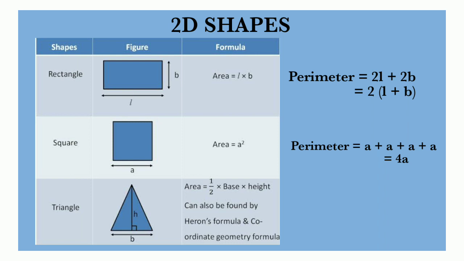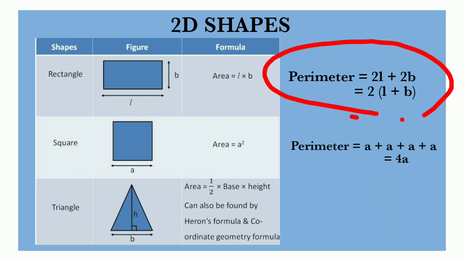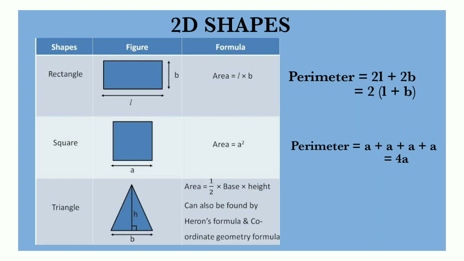So how to find the area of the rectangle? Just multiply length into breadth. So that is the area of a rectangle, L into B. Then how to find the perimeter of the rectangle? Here we have two lengths and two breadths. Add these lengths and breadths. So you will get 2L plus 2B. That is, 2 taken as a common. So 2 into (L plus B). So the perimeter of a rectangle is 2 into (L plus B).